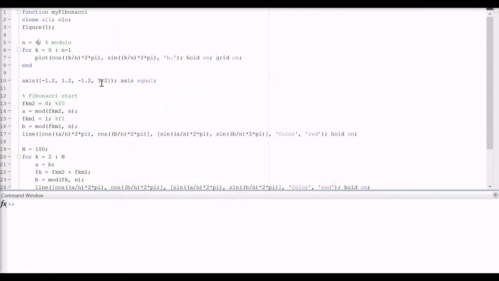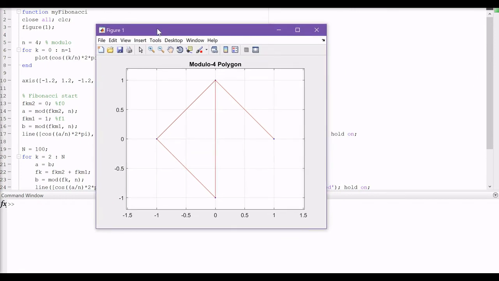Remember, once we hit 4, we started having a bit of issues in terms of completeness, right? So here's our modulo 4 polygon. Clearly we do not have vertex 0 connected to 2 and 3 connected to 0. Therefore, this is not a complete modulo polygon.